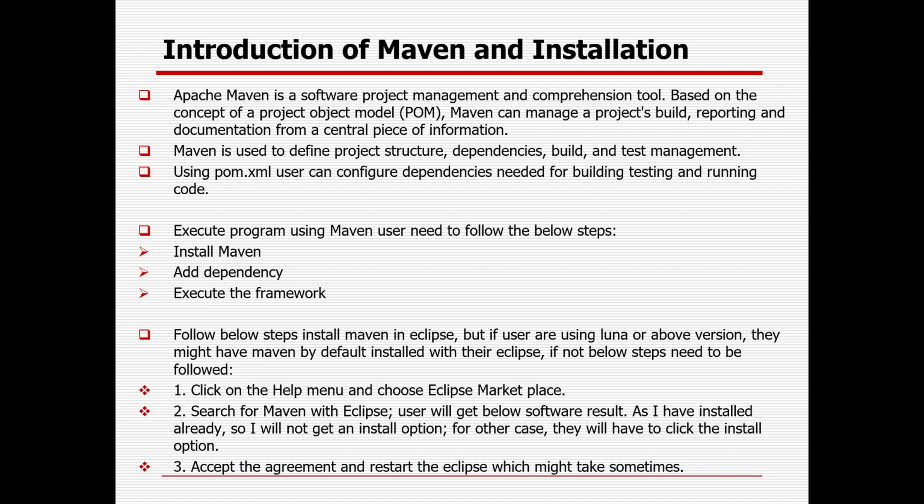Instead of that, in Maven there is a feature available called POM, the project object model XML file, where we can add all the relevant dependencies, so that automatically it will download all the relevant jar files into the project from the central repository. So Apache Maven is a software project management and comprehension tool based on the concept of a project object model, POM. Maven can manage a project's build, reporting and documentation from a central piece of information. Hence, we would not require manually downloading the jar files.